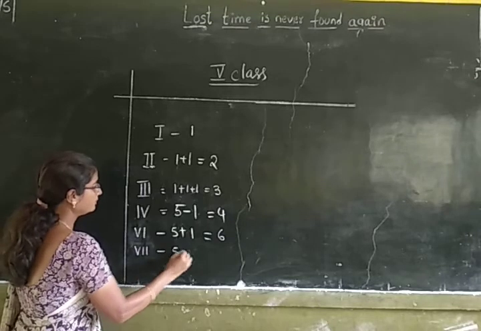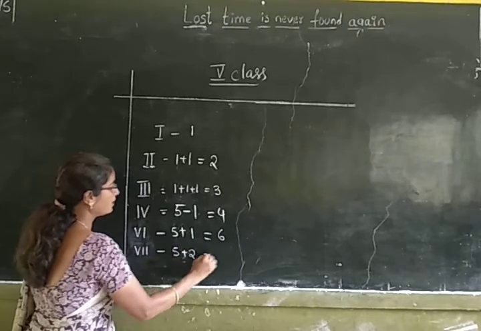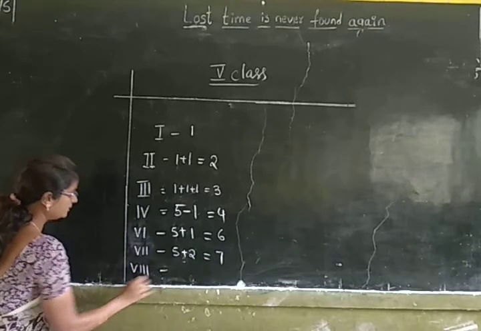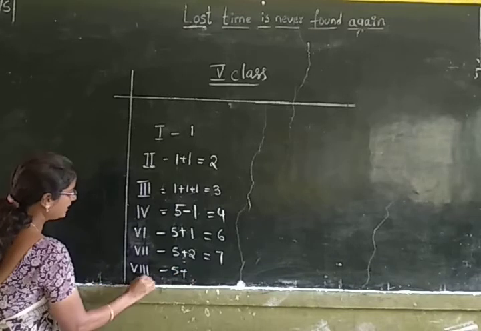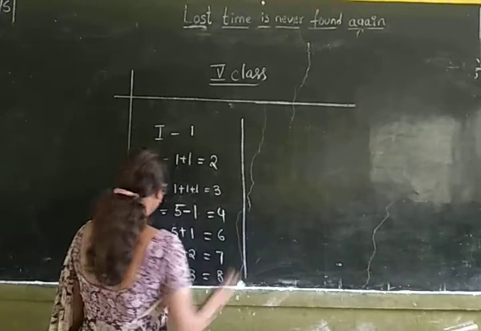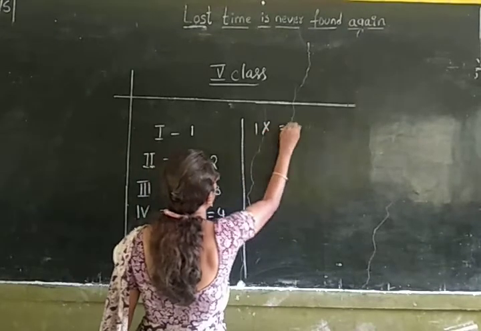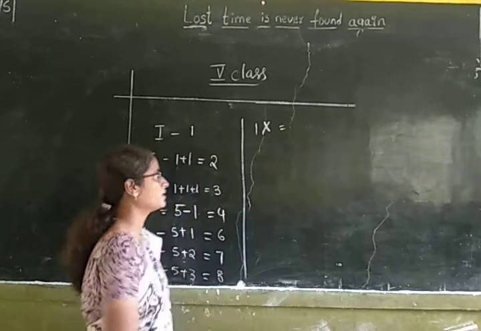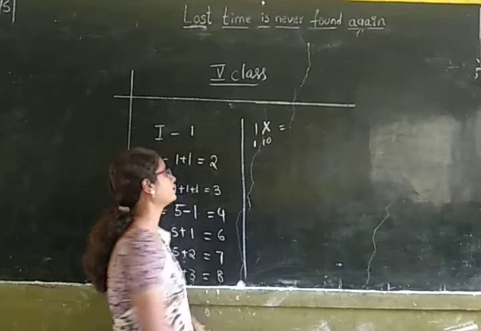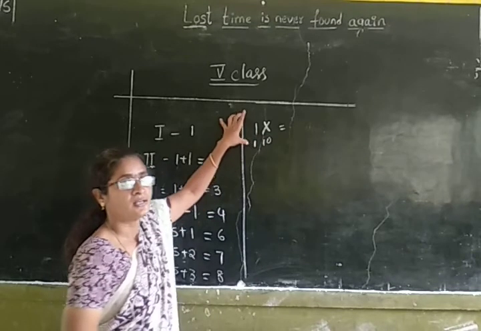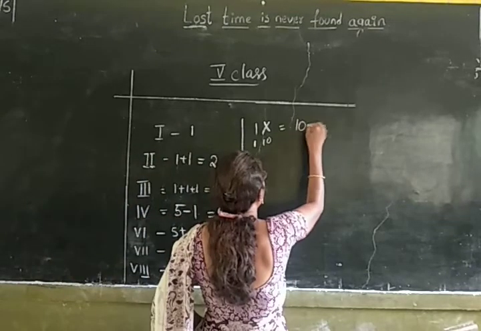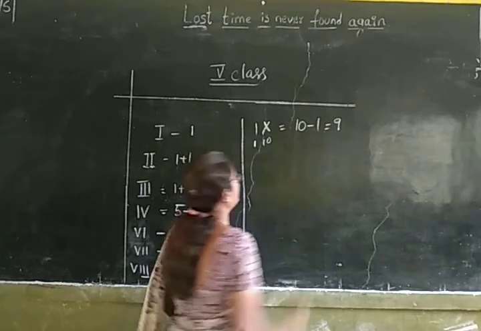Similarly, VII. V means 5. I plus I is equal to 2. 5 plus 2 is 7. Similarly, VIII. Here V means 5, III is 3. 5 plus 3 is 8. And similarly, IX. Here X is a bigger Roman numeral which is 10 and I is a smaller Roman numeral which is 1. And I is to the left side of the bigger Roman numeral, which means you have to do subtraction. 10 minus 1, which is equal to 9.